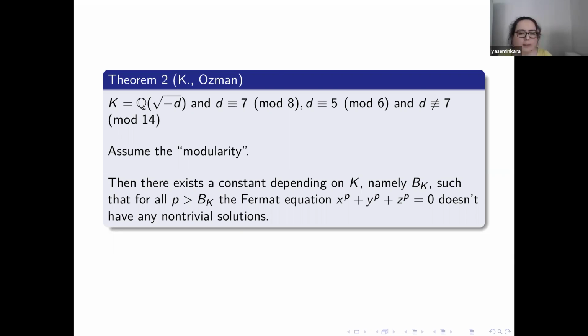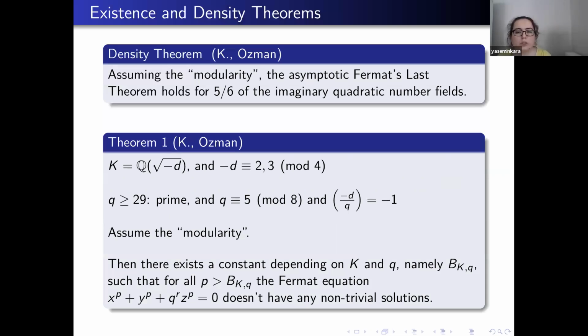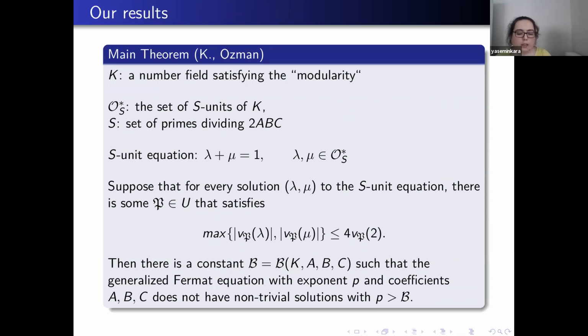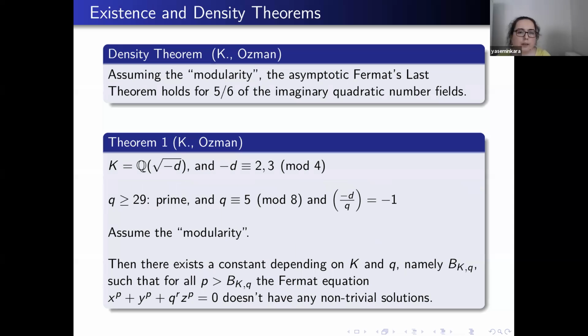So we find a criterion which depends on these solutions of the S-unit equations. If your field satisfies this criterion, and of course you assume modularity, then the asymptotic Fermat conjecture holds. And as I said, we found infinitely many imaginary quadratic number fields which satisfy the criterion, with density 5/6.